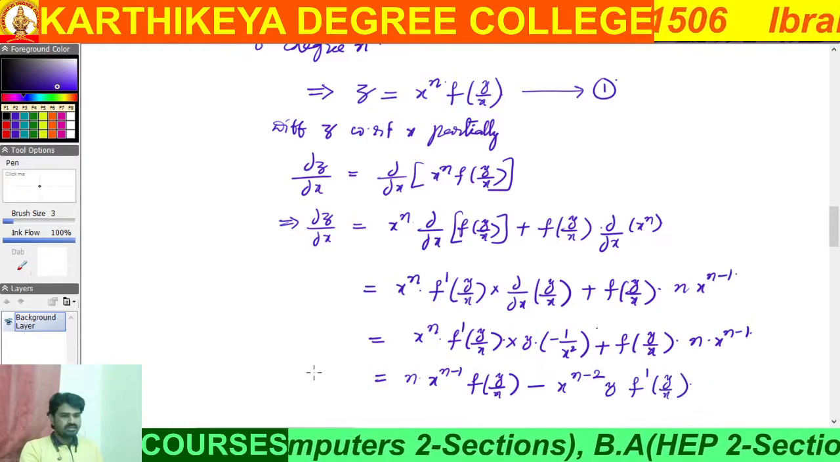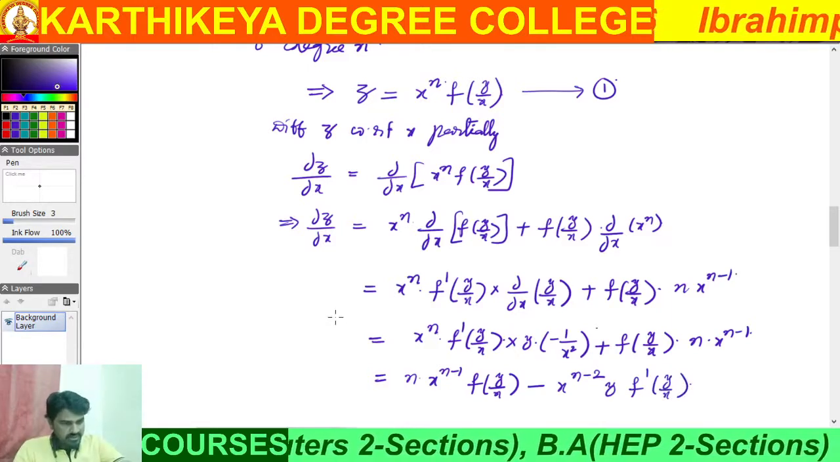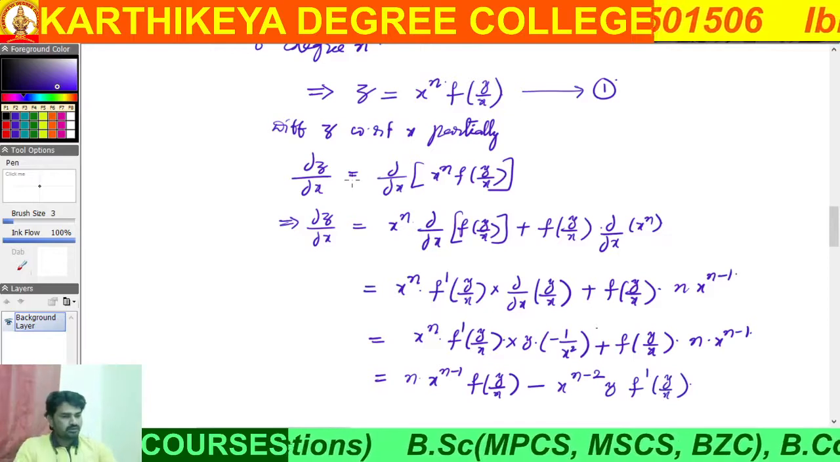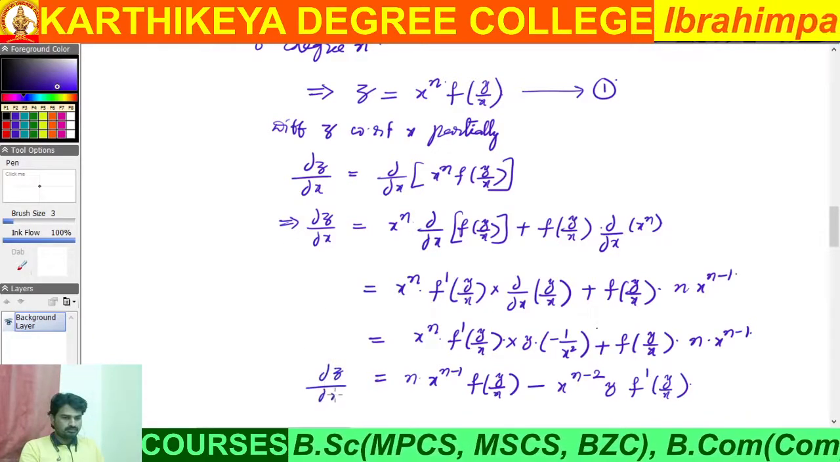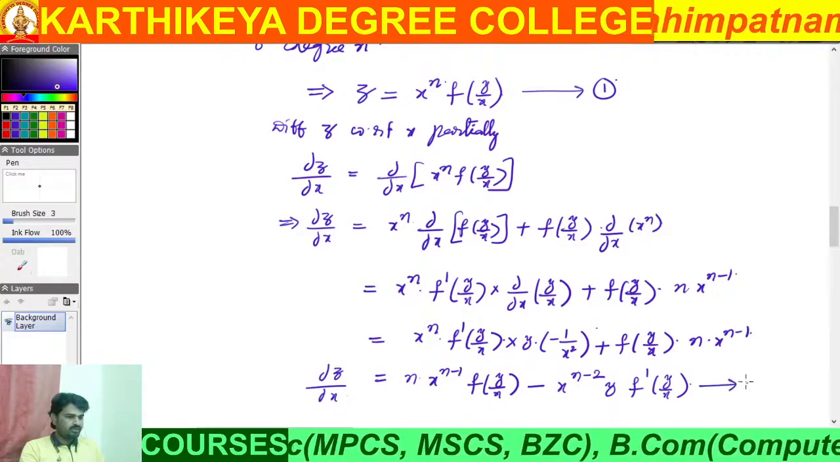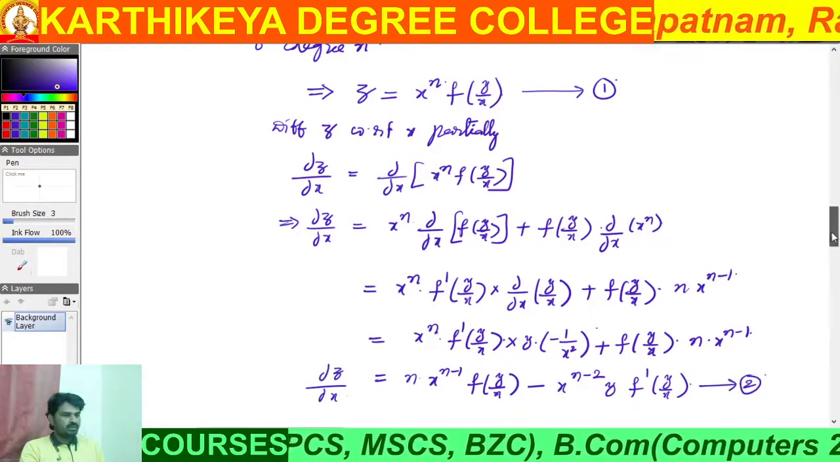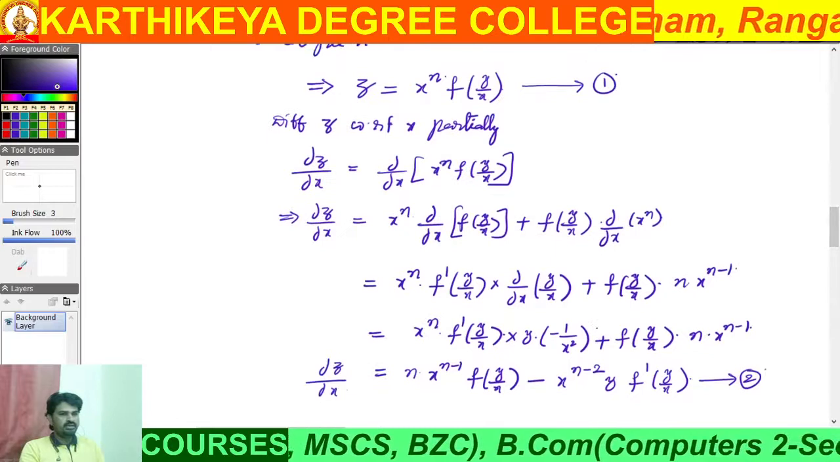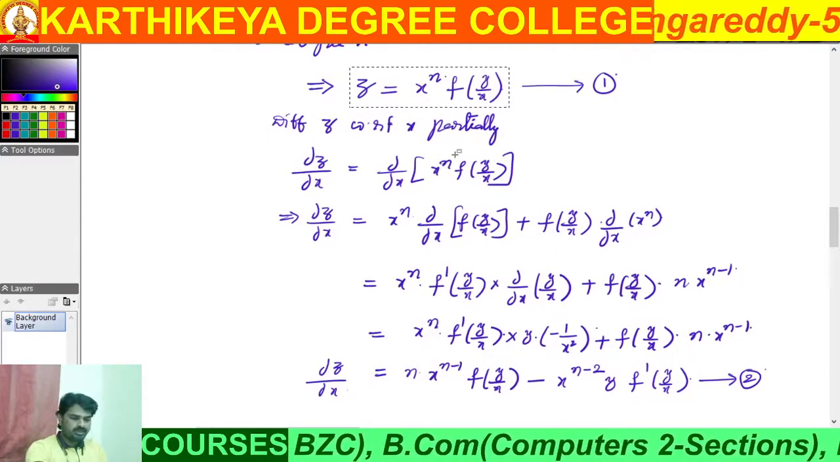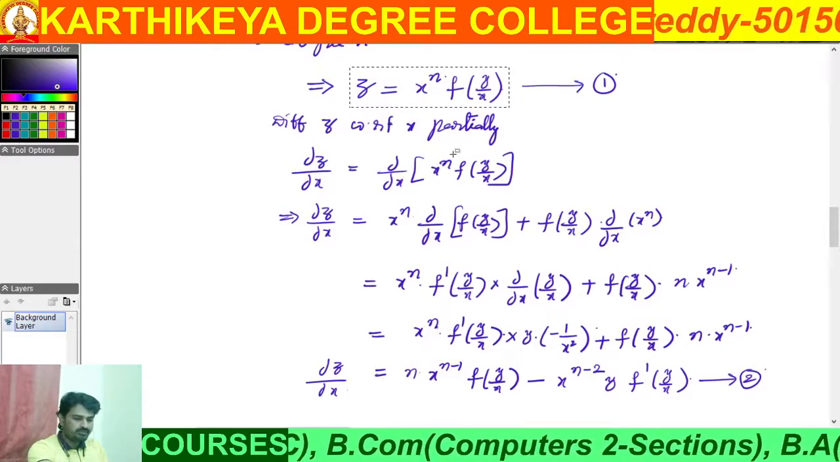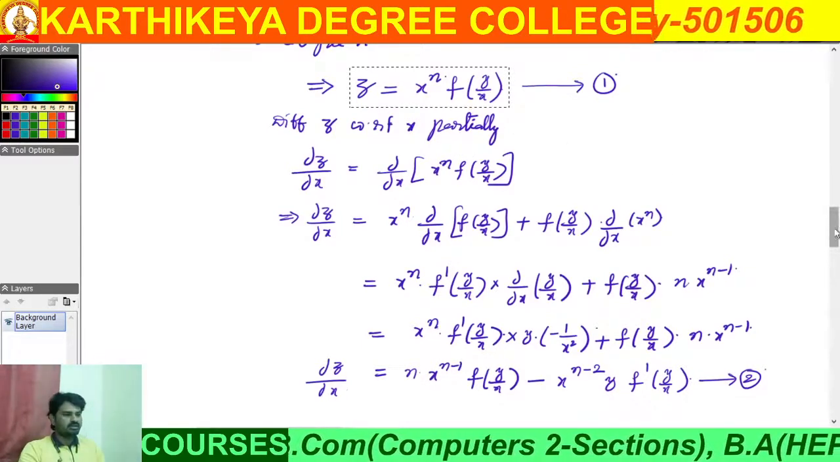This is the derivative of z with respect to x. Let it be equation number 2. Now we are going to differentiate this one again, with respect to y partially. So I am going to take this one copy.